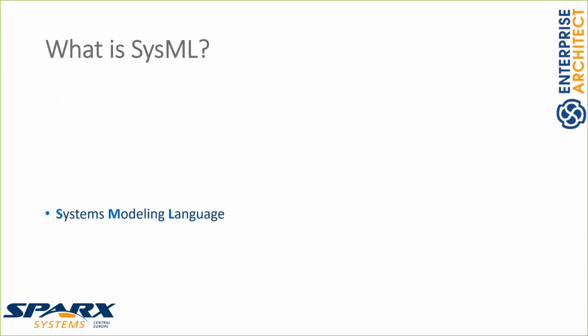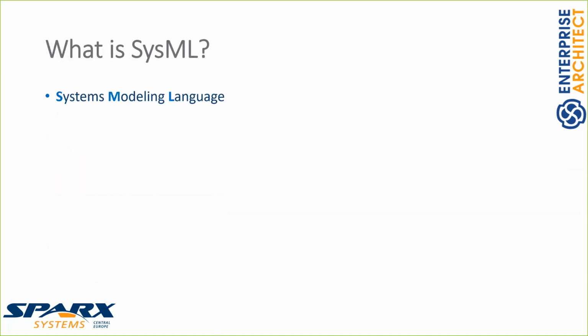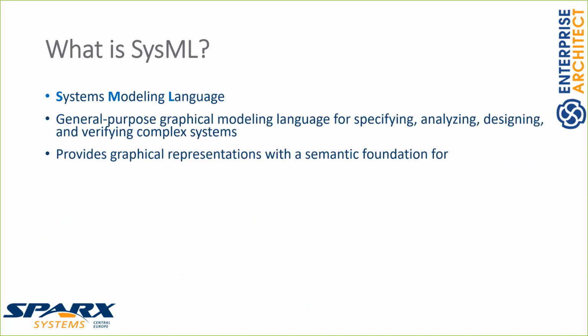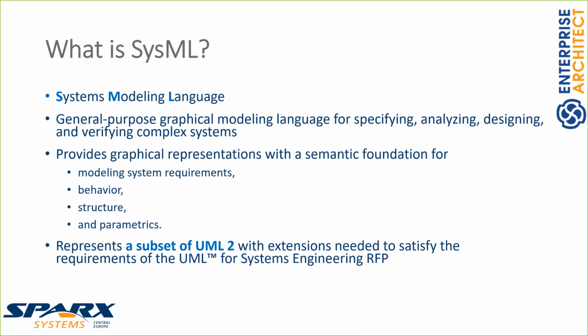All right, the OMG Systems Modeling Language is a general-purpose graphical modeling language for specifying, analyzing, designing and verifying complex systems that may include hardware, software, information, personnel, procedures, and facilities. In particular, the language provides graphical representations with a semantic foundation for modeling system requirements, behavior, structure, and parametrics, which is used to integrate with other engineering analysis models.